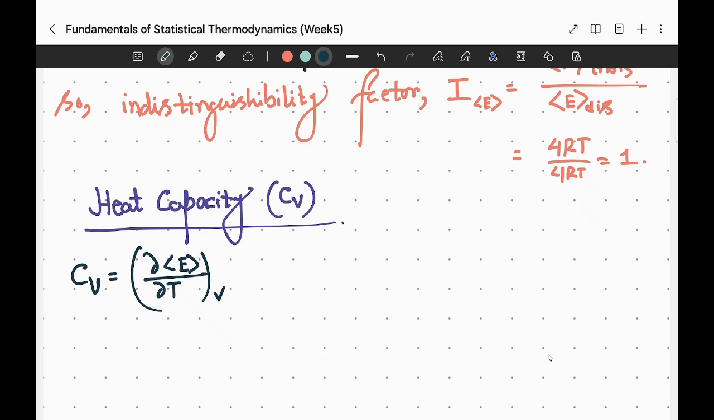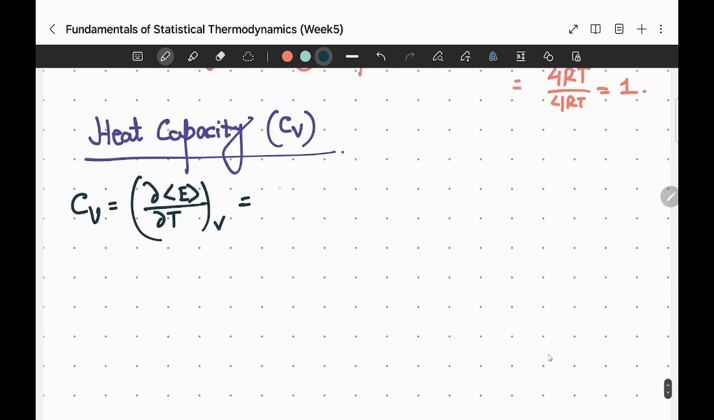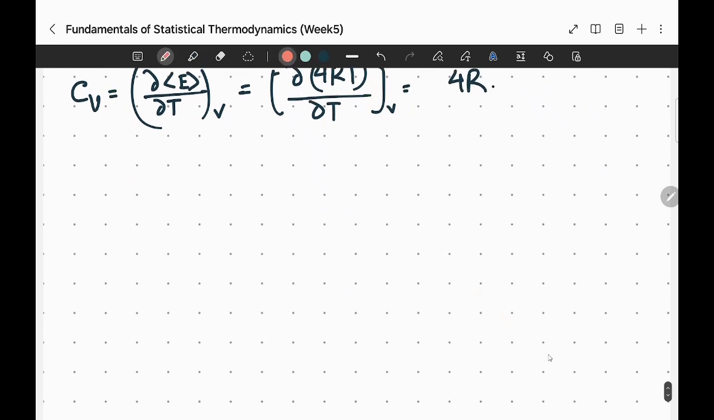Yes, okay. So it will be 4RT for both cases. So it is 4R. So I'm not doing the heat capacity part. And now what do you think for entropy?